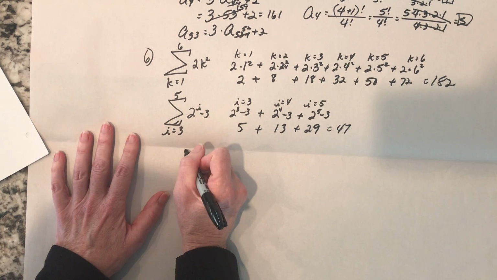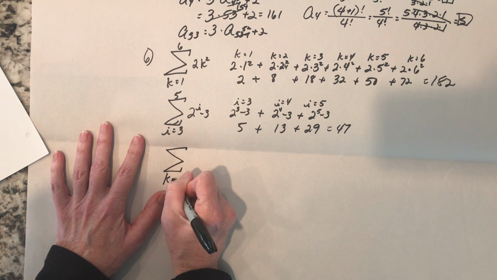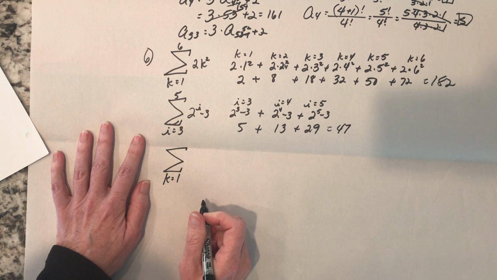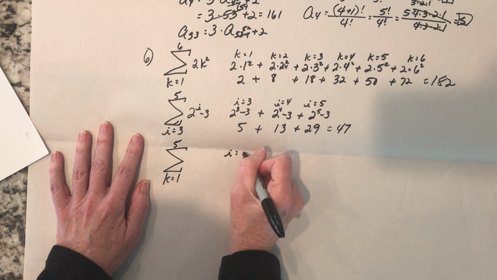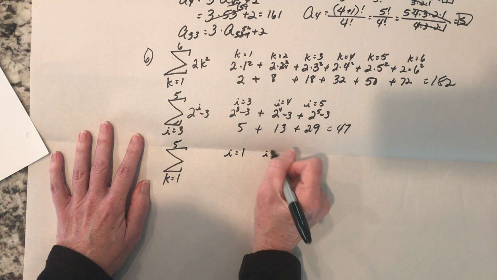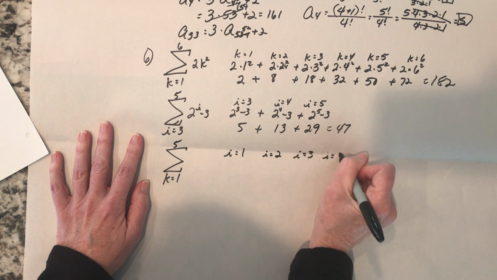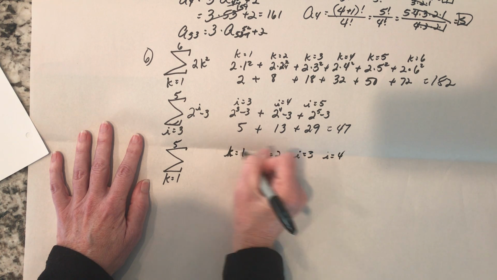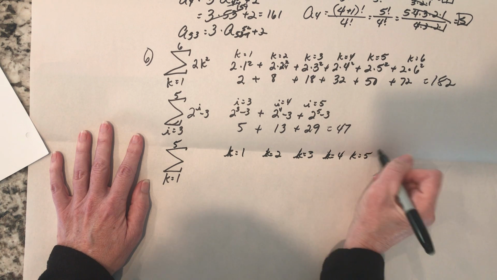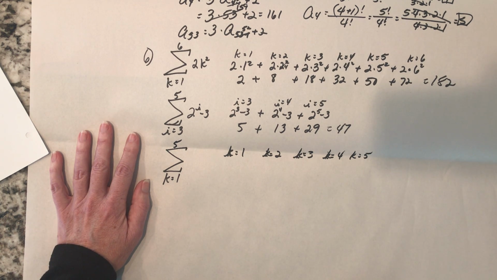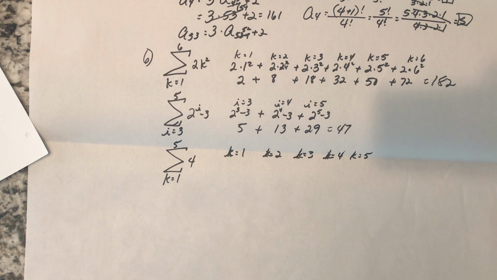Let's do our last one. It's super easy, but super weird. K is the index of summation. We're starting with a 1 and we're going up to 5. So let's look at where K equals 1, 2, 3, 4, and 5. We're looking at all 5 of those terms, and the rule here is that the answer is going to be 4.